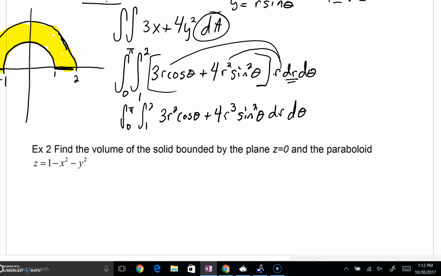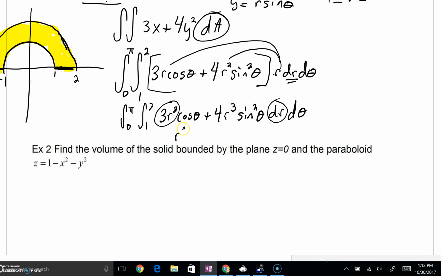Granted, what we're going to have to do is first integrate with respect to r. What's the antiderivative of 3r squared? We'll get r cubed. We bump that up to a 3, and we divide by a 3. Cosine of theta is just a constant, isn't it? How about the antiderivative of 4r to the third? That's just r to the fourth. Look at that. And of course, we're going to have to plug in a 2 and plug in a 1.